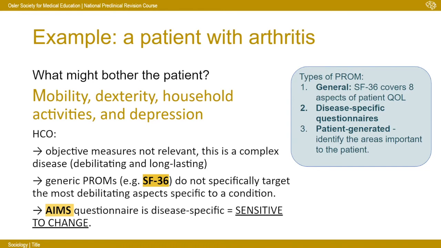So this is definitely sensitive to change. So what we need to think about are the types of PROM. The general one, so that was the SF36, which covers 8 aspects of a patient's quality of life. These would include things like mood and energy, physical activity, social activity. Then there would be the disease-specific questionnaires, so in this case the AIMS score, and then patient-generated measures is a third outcome measure, which is patient-focused, and that's where patients identify the areas which are most important to themselves. Obviously, this is quite hard to standardize and use across the board.